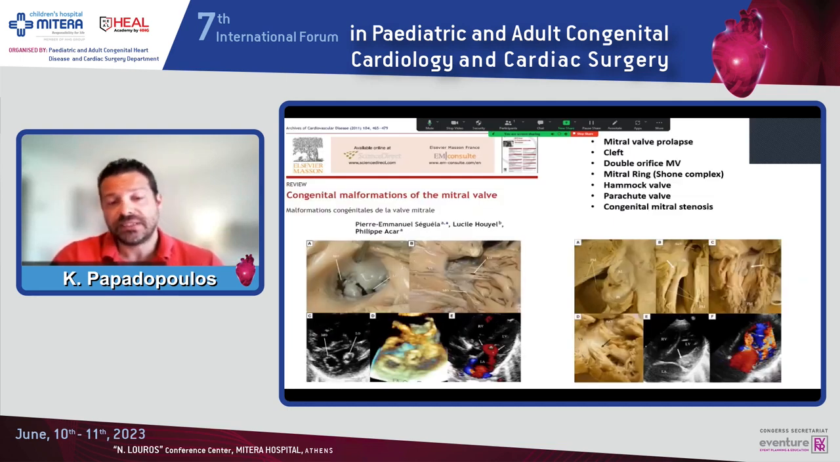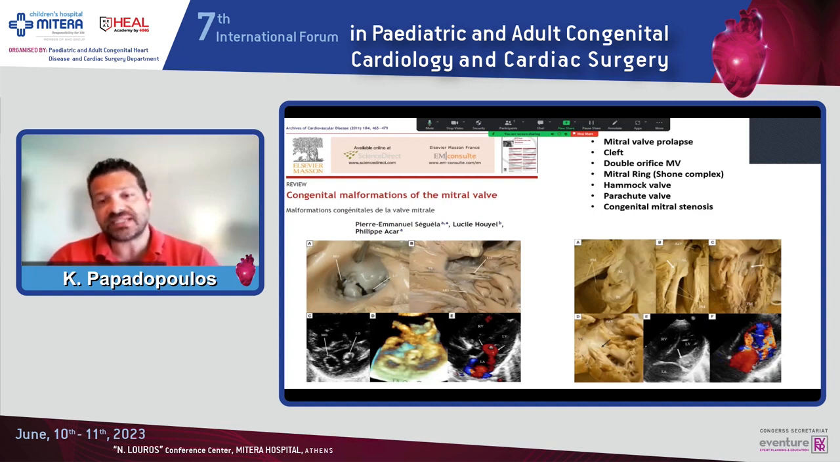About mitral valve, mitral valve prolapse is considered to be a congenital disease. So if we include it in the congenitals, I think that this is the most common disease between congenitals. But we also have other malformations of the mitral valve, like cleft, double orifice mitral valve, mitral ring, Shone complex, a hammock, parachute, or congenital mitral stenosis.